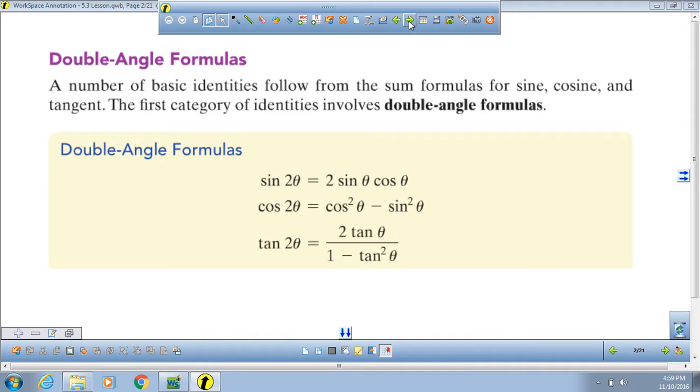Plus we did. So we said that sine of 2 theta equals 2 sine theta cosine theta. For cosine of 2 theta, we came up with cosine squared theta minus sine squared theta. And for tangent of 2 theta, we came up with 2 tangent of theta over 1 minus tangent squared of theta. Now, let's work with the last formula for the following problem.